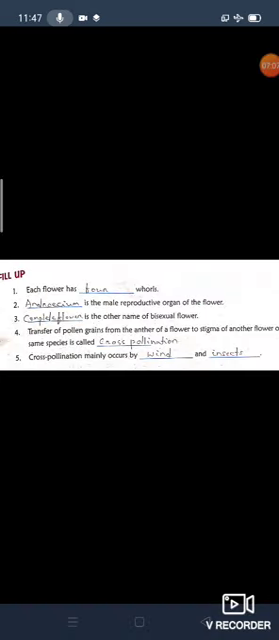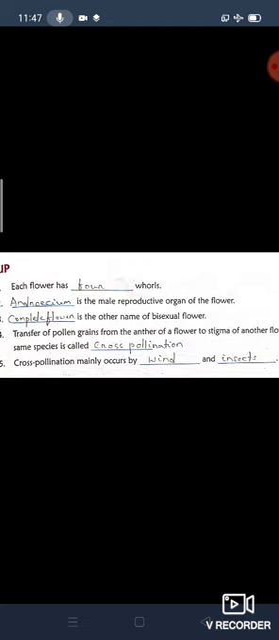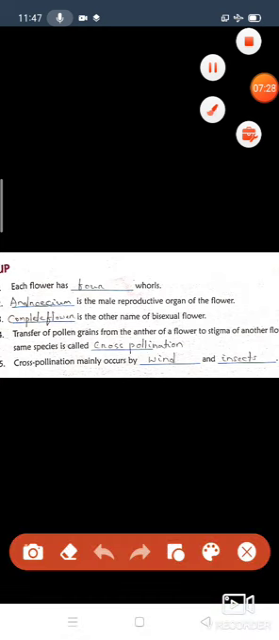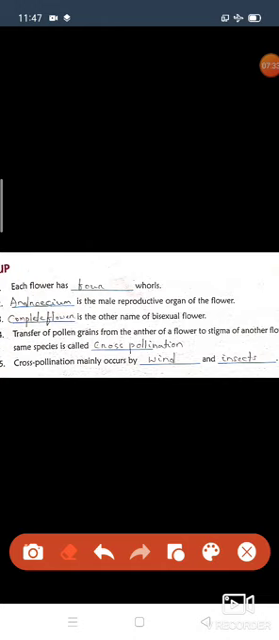Look here, children, fill in the blanks. Each flower has dash whorls. So normally a flower has how many parts? That is 4. What are those, children? Sepals, petals, androecium and gynoecium. Okay, so dash is the male reproductive organ of a flower, children. Androecium. Okay, what is the male reproductive organ of a flower? Androecium.